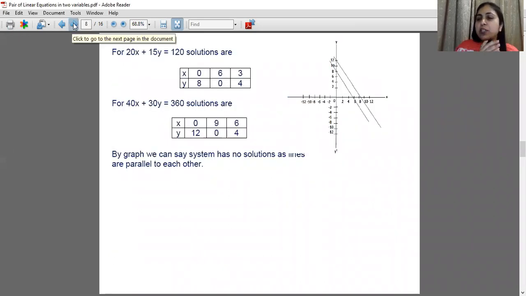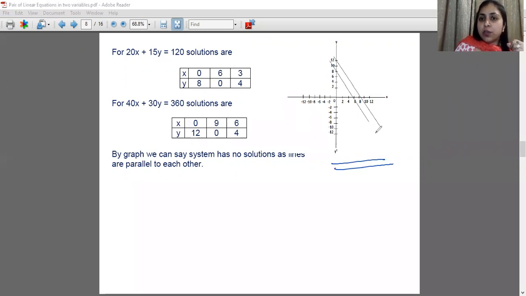Here is the solution for this question. You can easily check the graph here. Sometimes we cannot plot the graph very easily, very comfortably. So you can easily find that the lines are parallel. Let's move to the next point.